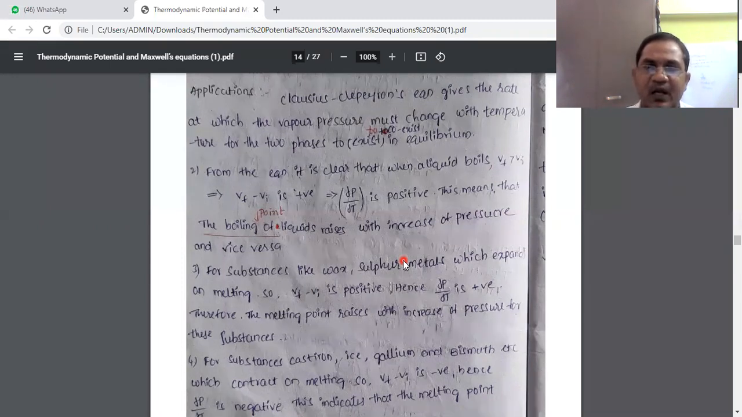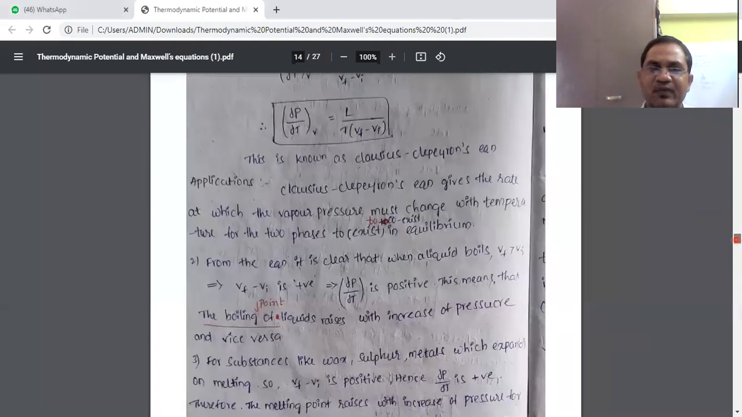For example, when a liquid is boiling, the liquid is changing into the vapor state, and generally we observe that the volume increases. So it is very clear that the final volume Vf is greater than the initial volume Vi. Then Vf minus Vi is positive. So by substituting this value in the above equation, dP by dT is equal to L by T into (Vf minus Vi).